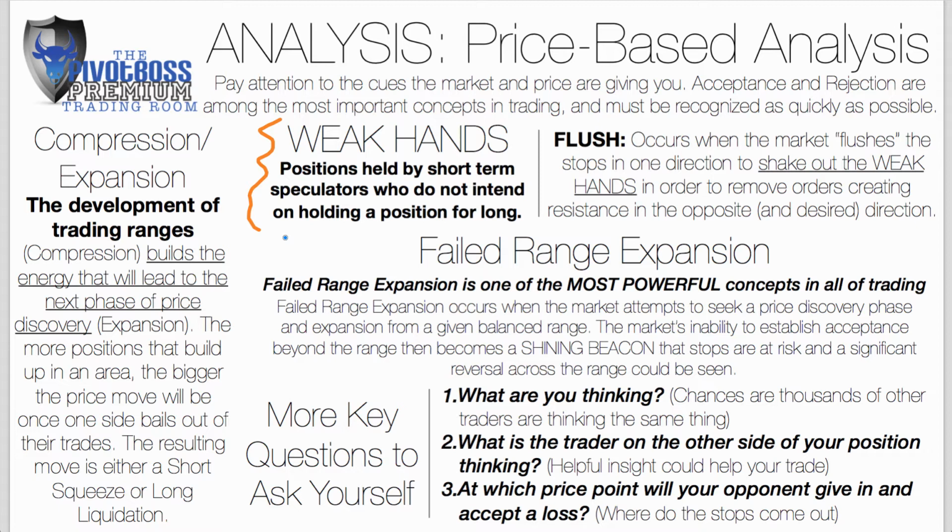It's a weak hand. And a flush occurs when the market flushes the stops in one direction to shake out the weak hands in order to remove orders that are creating resistance in the opposite and desired direction. And this is something that is seen often with regards to failed range expansion or expansion of any case. So we're going to look at and talk more about what those look like in the market. And additionally, we have failed range expansion. Failed range expansion is one of the most powerful concepts of all of trading.